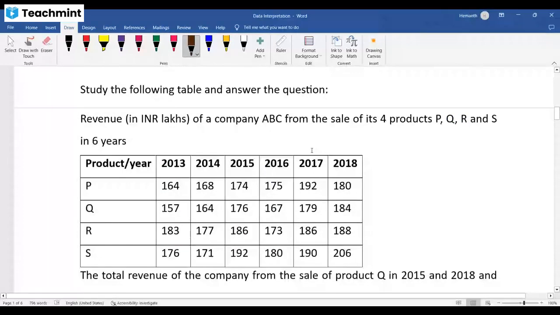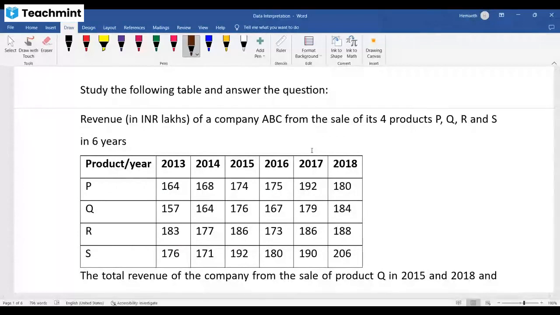Fine, next one. But we got the approach. Okay, how to go ahead. Fine. That's why the option is not there. 23.85 is not there. Now let's see about this question. Revenue of a company ABC regarding 4 products P, Q, R, S in 6 years is given.